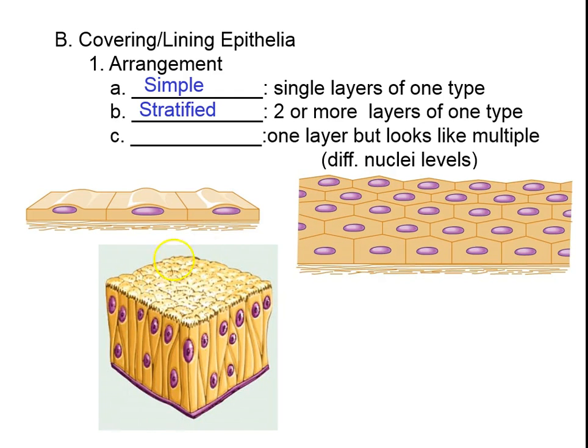There are some tissues that look like they're more than one layer. Look at this tissue. It has nuclei all at these different layers, but if you look, you can trace every one of those cells down to the basement membrane. You might not see where it comes out the apical surface, but they're all sitting on the basement membrane. So it really is one layer, but it looks like it's many, so we say it's pseudo-stratified, falsely stratified.